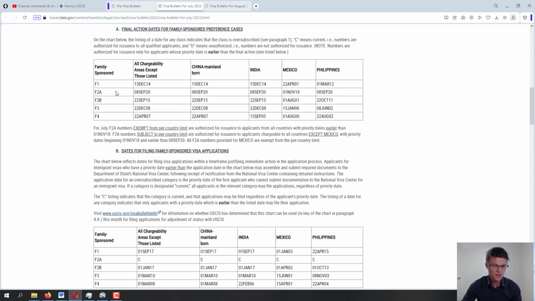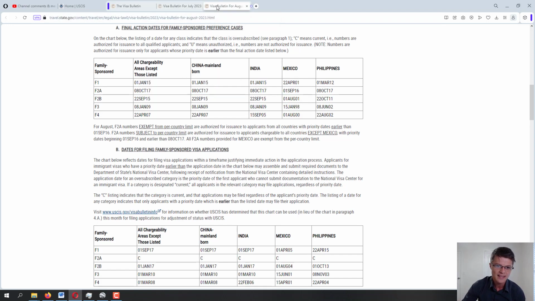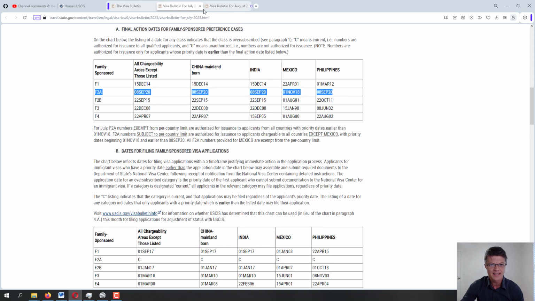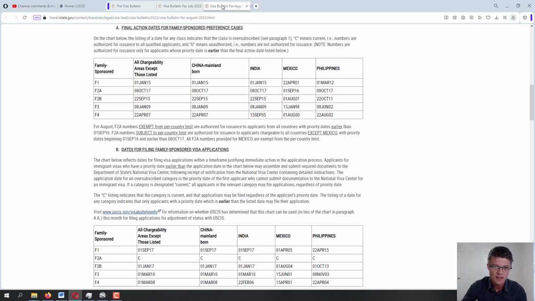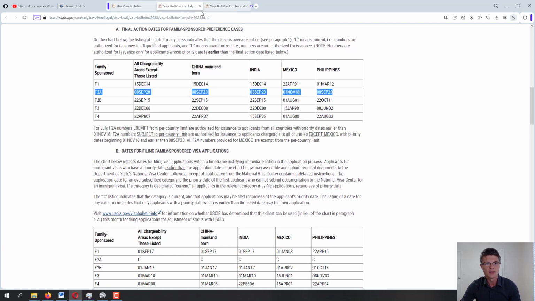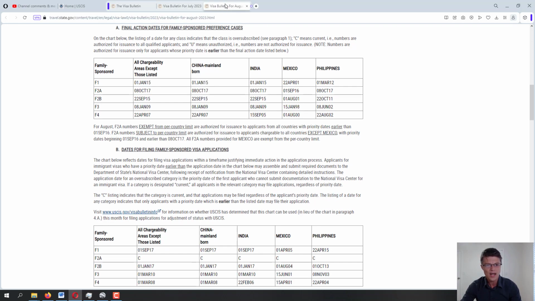Okay, let's move to the F2A now. We're going to be looking at this row right here. So F2A. Let's see, this is July 2023, and in August we got, okay, we do have some movement. Let's see, 8th September 2020, and now we are, oh wow, it actually moved back quite a lot. It moved to October 2017. So it moves 3 years back, which means that's the backlog that accumulated, and I am honestly surprised to see that much of the accumulation of the backlog.